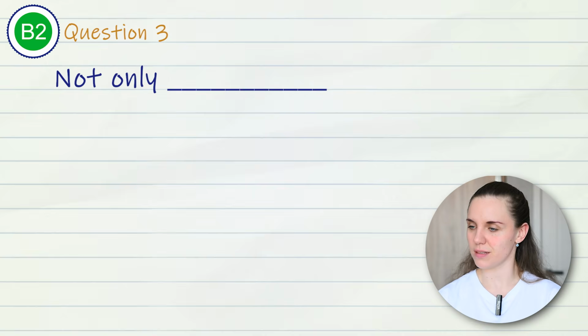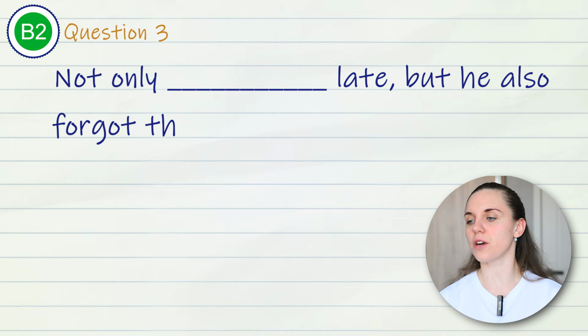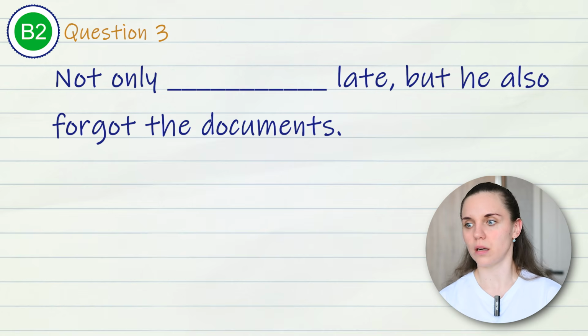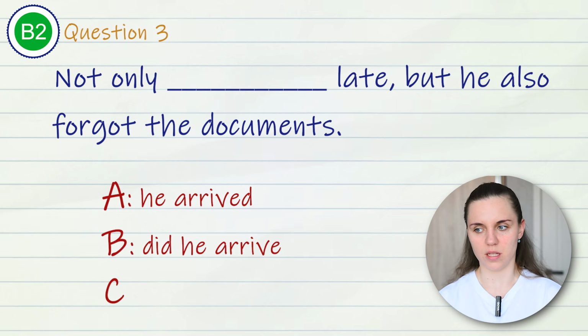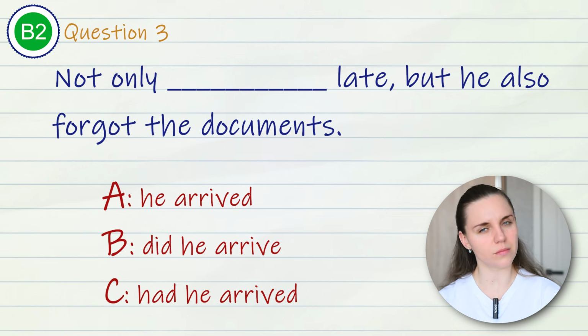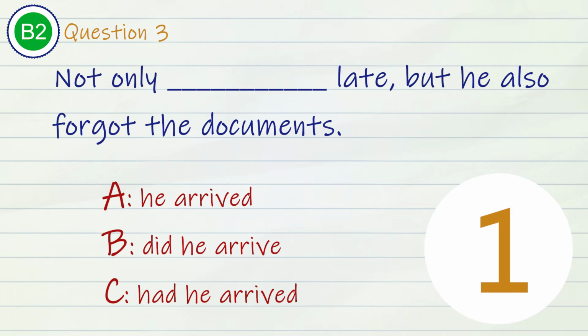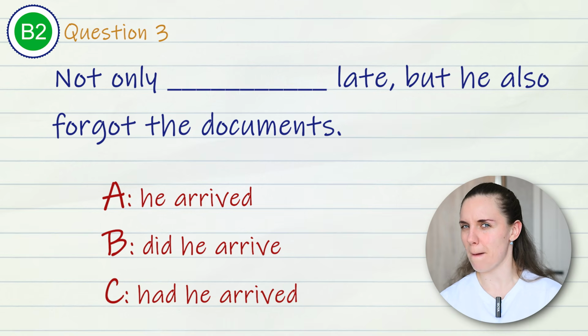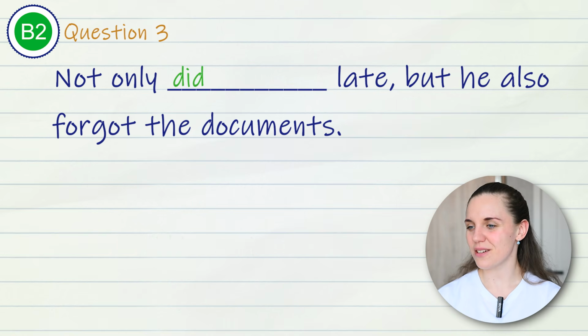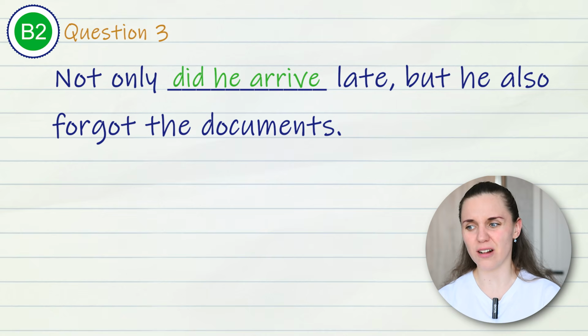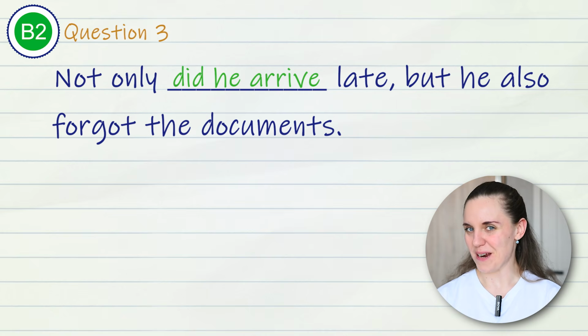Question number 3. Not only late, but he also forgot the documents. Is it A, he arrived, B, did he arrive, C, had he arrived? And the answer is B again. Not only did he arrive late, but he also forgot the documents. Even worse, documents.